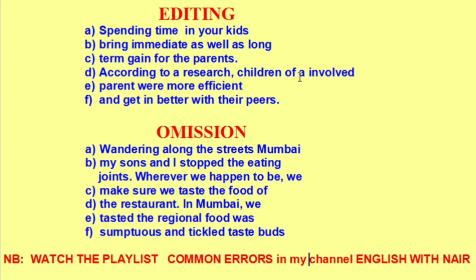Now this is an adjective clause, of an involved parent. Which sort of children? The children whose parents were involved. So this is an adjective clause there in apposition, or you can say apposition clause. If you remove that, we find that this is related to children. So this subject verb concord also should be taken care of in editing. Children of an involved parent were more efficient.